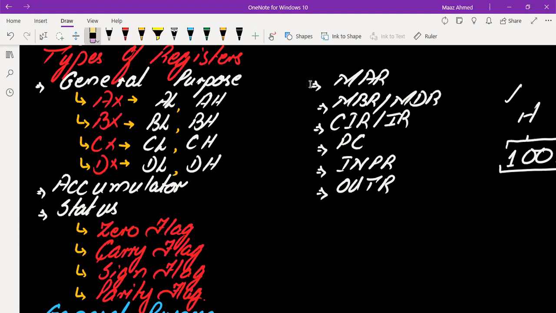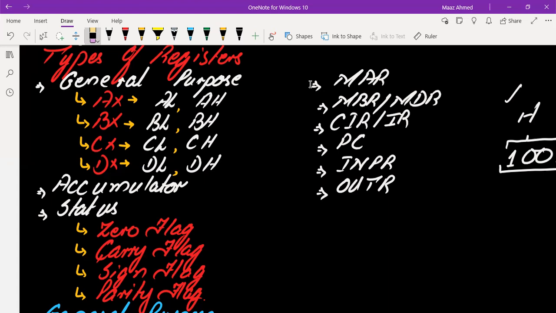Then it comes with the MBR, memory buffer register, or you may call it the memory data register as well. These are the registers that will contain that particular data whose address was present in MAR. CIR, the current instruction register, or you may call it the instruction register, will contain that particular instruction, that is, what instruction you need to apply on the data that is present in MBR or MDR. Whether you need to apply an arithmetic operation or a logical operation, whatever sort of instruction you need to apply over that.